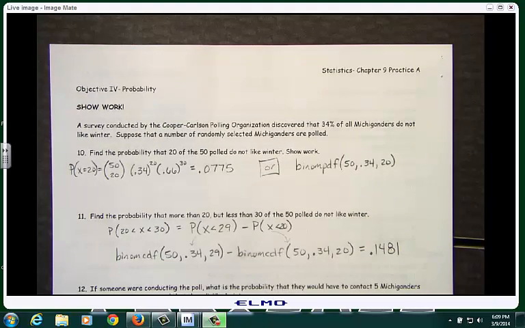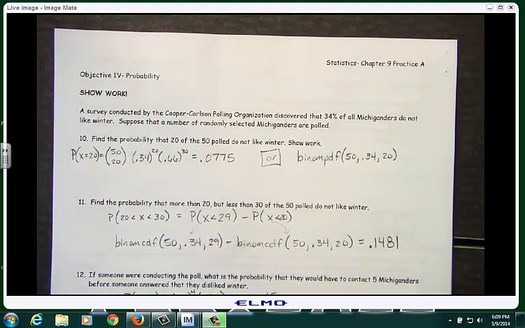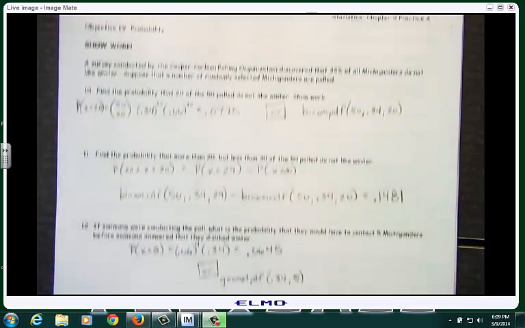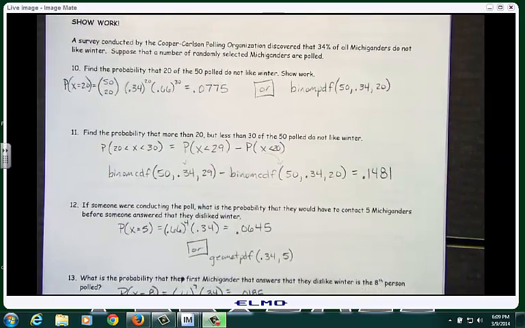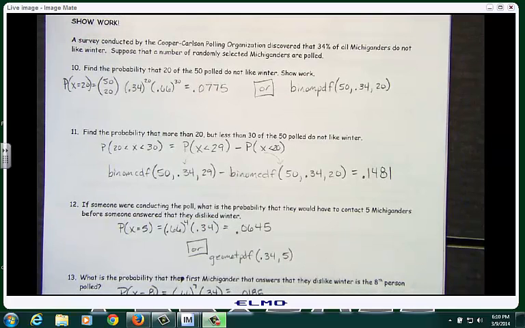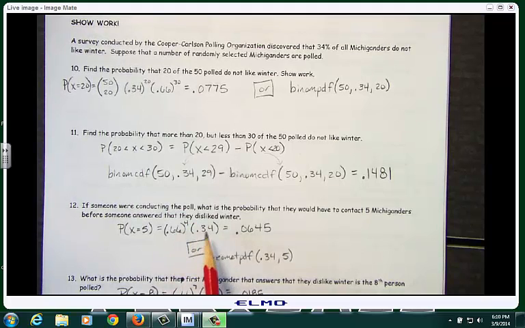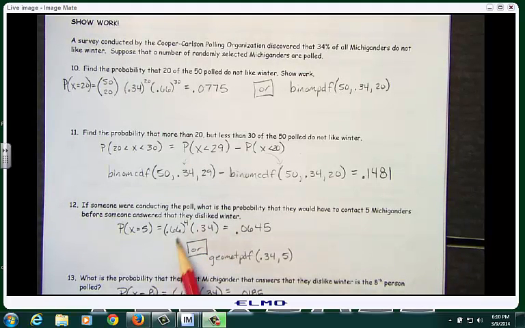Now, if someone were conducting the poll, what is the probability that they would have to contact 5 Michiganders before someone answered that they disliked winter? This is a geometric problem. So the probability of how many trials before a success. So the probability of x equaling 5, that would be the first 4 people would have liked winter until we finally got to 1 that disliked. So it would be 0.66 to the 4th times 0.34.